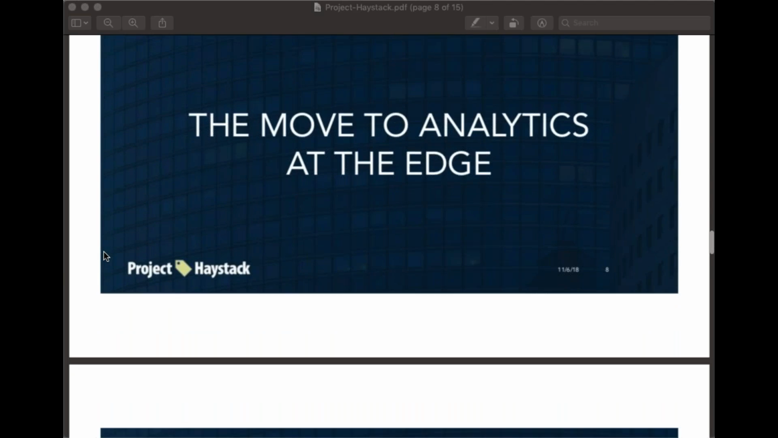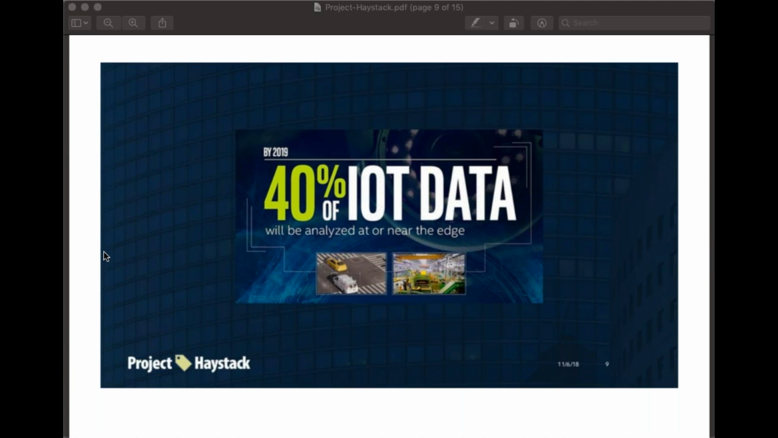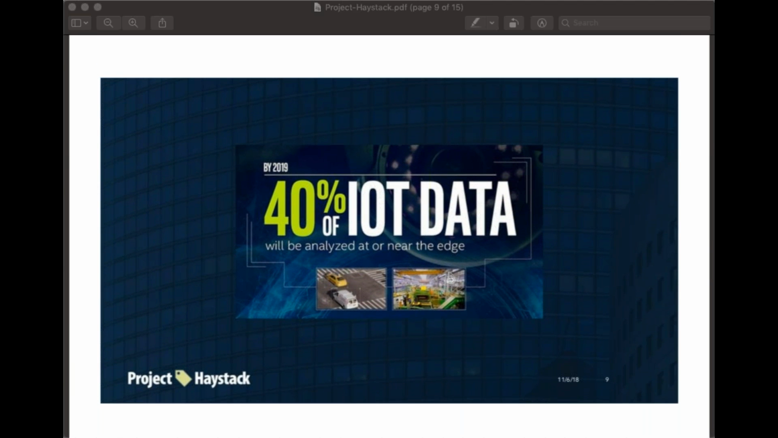And so let's go on to the next slide. Interesting data point: by 2019, 40% of our Internet of Things data will actually be processed and analyzed at the edge or very near the edge. This is an important trend that organizations need to understand as part of their data management strategy, their energy efficiency and data analytics strategy: the dramatically increasing capability to perform those analytics at the edge.